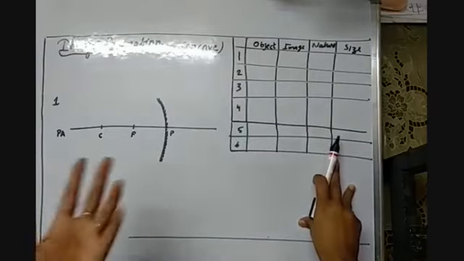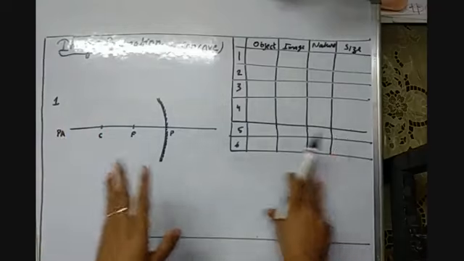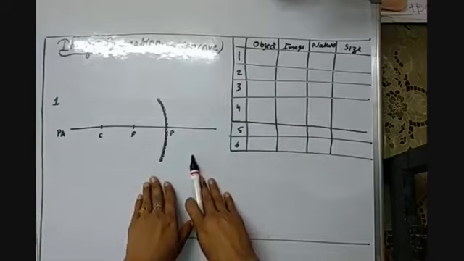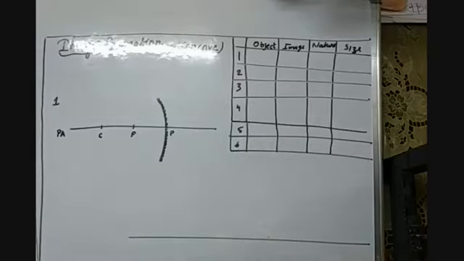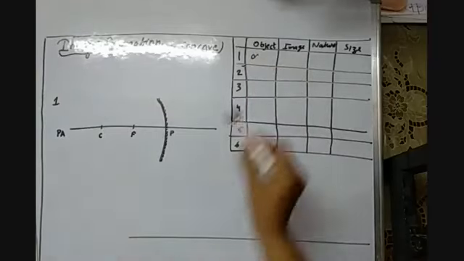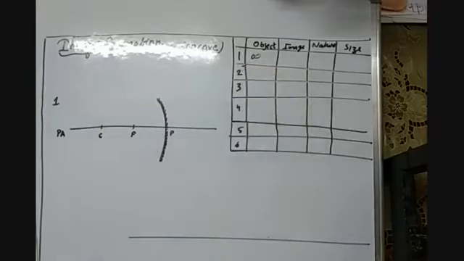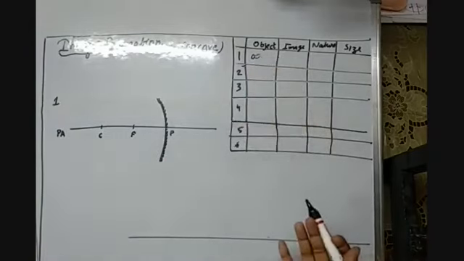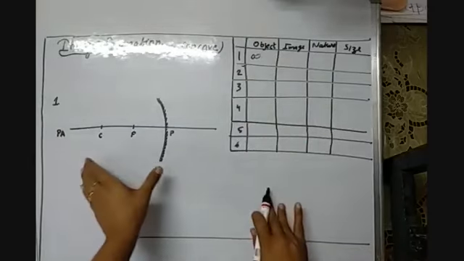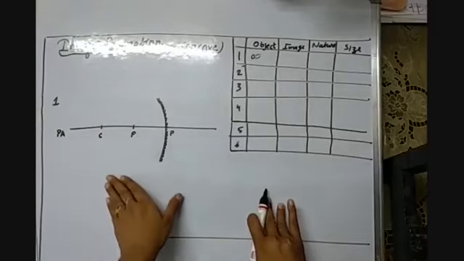So depending upon the position of the object at different places on the principal axis of the spherical mirror, we will have different kinds of images. So let us begin with the first position. Now, first let us keep the object at infinite distance. So what happens when an object is at infinite or very large distance? Now here, what do you mean by infinite? Because here we have a limit to focus the light.